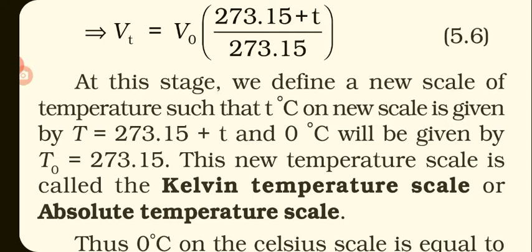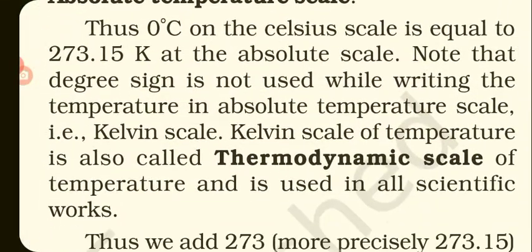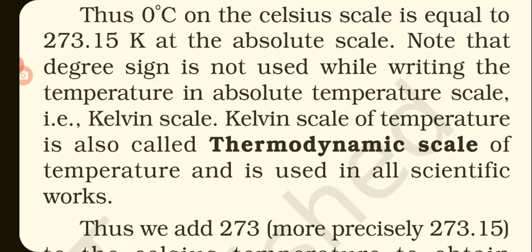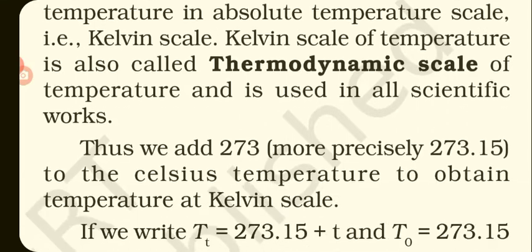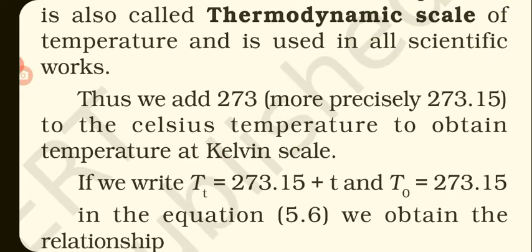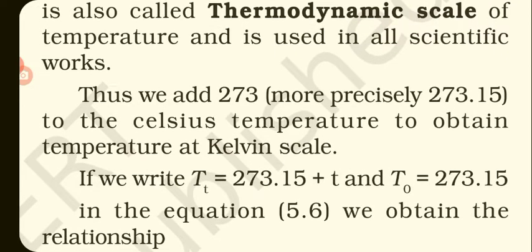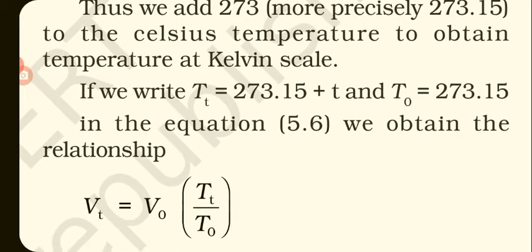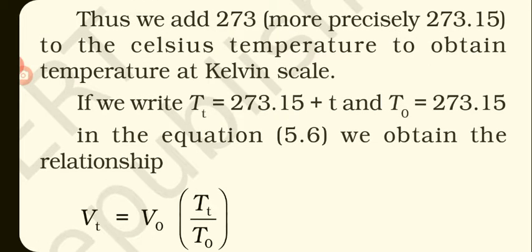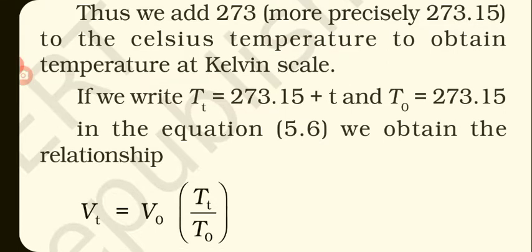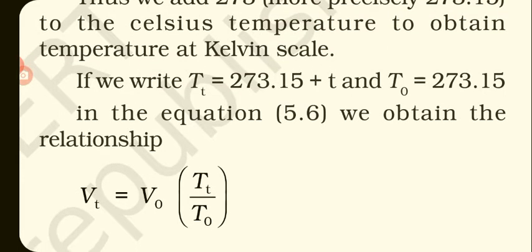Thus, new temperature scale is called Kelvin temperature scale or absolute temperature scale. Thus, 0 degree Celsius is equal to 273.15 Kelvin on the absolute scale. Note that degree sign is not used while writing the temperature in absolute temperature scale, that is in Kelvin scale. Kelvin scale of temperature is also called thermodynamic scale of temperature and is used in all scientific works. Thus, we add 273, more precisely 273.15, to the Celsius temperature to obtain temperature on Kelvin scale.